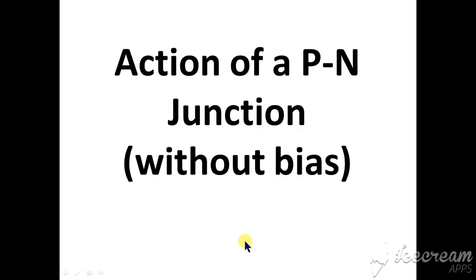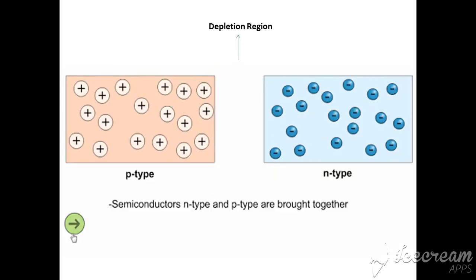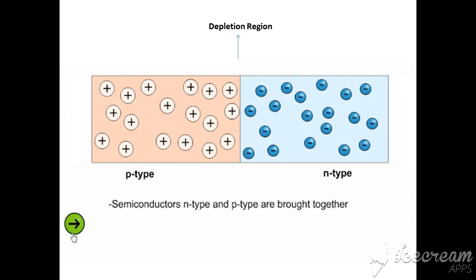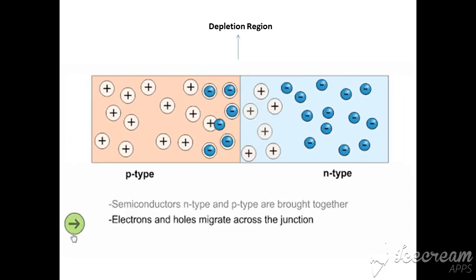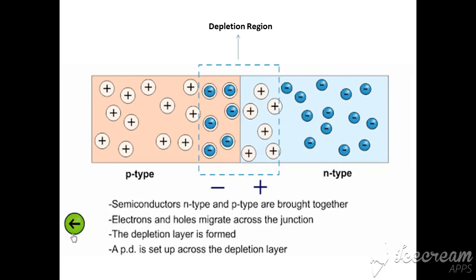Now, the action of a transistor basically depends on the properties of a PN junction diode, which operates under forward and reverse bias only, and the role of the depletion zone is the only significant parameter in that case. We know that when P and N type semiconductors are brought together, electrons and holes migrate across the junction and a depletion layer is formed. As a result, a potential difference is set up across the depletion layer.